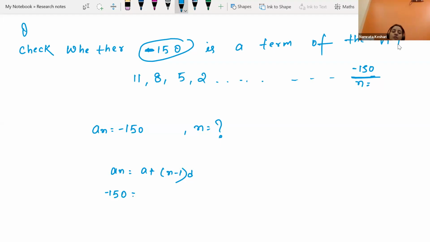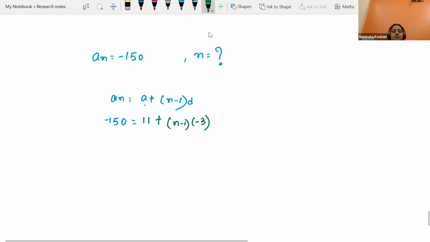Please tell me, Zoha, what is a and what is d according to this sequence? Okay, so a is 11 because it is the first term. d is minus 3, because if you subtract 8 minus 11, you get minus 3. Yes, perfect. And an is equal to minus 150. Then from there we can substitute the values. Please find n.